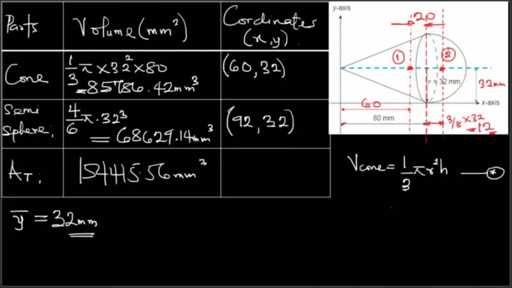Remember for the laminar that we did, that one is for X, but this one, because the blue line passes through the center of the cone and the semisphere, y bar is 32. So the x bar is the one that we want to calculate. Instead of moment of area, in this case it is the moment of volume, right, about the Y axis of rotation. So it's going to be the total volume multiplied by x bar equals V1 X1 plus V2 X2. There is no hole there, so we are not subtracting.